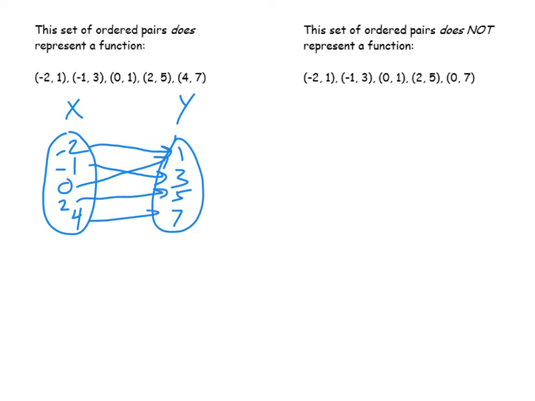2 goes to 5, 4 goes to 7. Again, I'm looking over here at my x's. All 5 of those elements in my domain, they each have 1 arrow, right? Again, it's going right back to our definition of a function. They're getting paired with 1 y value. We'll call it a function.